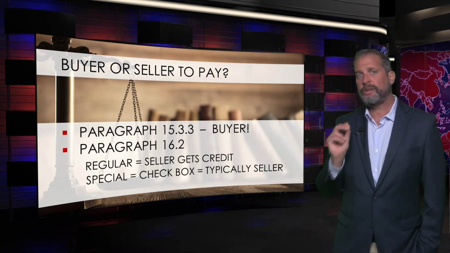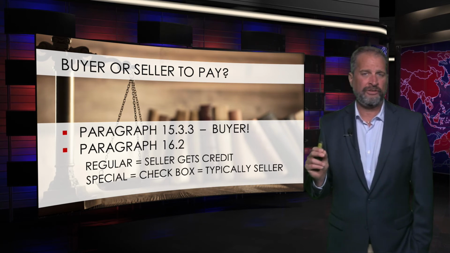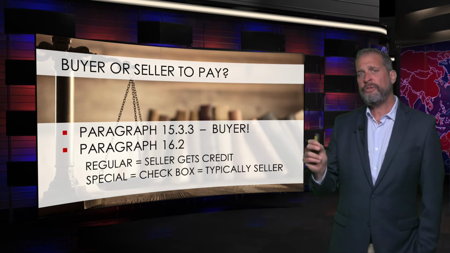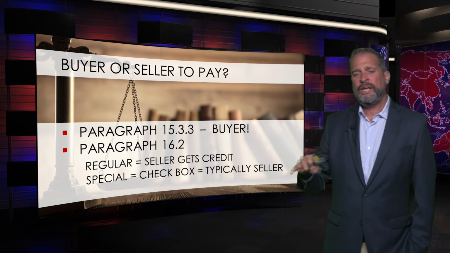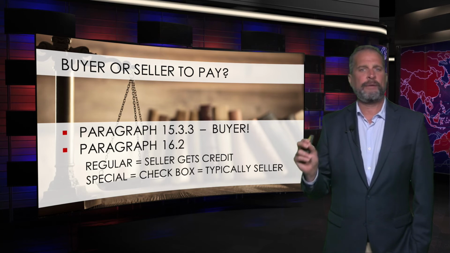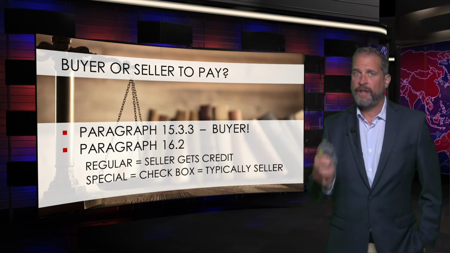So it's an important thing not to miss, and I think we've had some situations where that confusion has led to some frustrated sellers over the last several months. The other thing I want to point out is 16.2. By default, without any checkbox in paragraph 16.2, the seller gets a credit back for any association dues or assessments that were paid in advance.